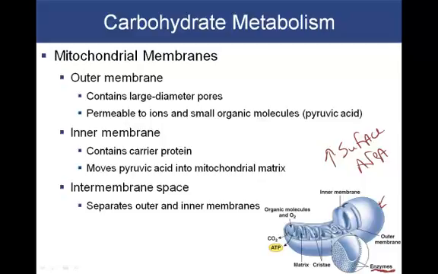So the outer membrane has very large diameter pores, and it's permeable to ions and some small organic molecules such as pyruvic acid. The inner membrane contains the carrier protein, and it's the inner membrane that actually moves the pyruvic acid into the matrix of the mitochondria. We didn't define the matrix. Here's the matrix, and the matrix is this space that is created within the inner membrane. And between the inner membrane and the outer membrane, we have the intermembrane space.